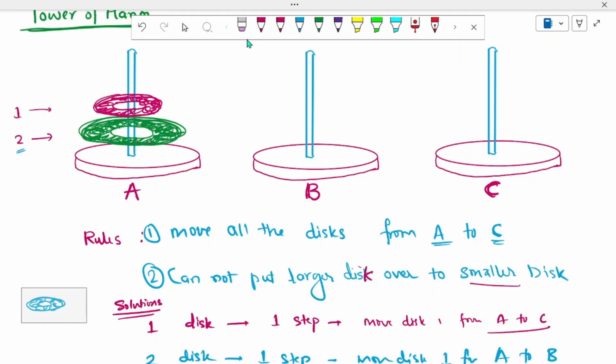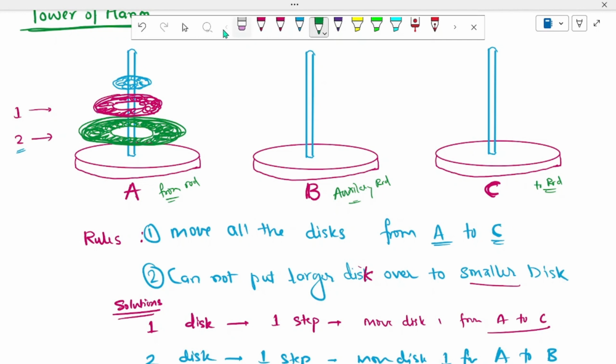We'll be taking the third disk also. I have got 3 disks now. I need to move these 3 disks to C using B. Whenever you are using one rod as an intermediate rod, it is called the auxiliary rod. This is called the from rod. This is called the to rod. Initially, this is the condition. I need to move these 3 from here to here. This is the problem.